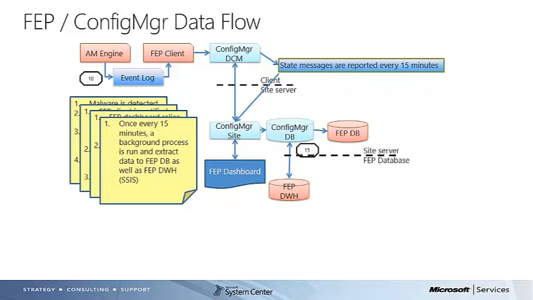So after that information has been processed into the Config Manager database, every 15 minutes there is a SQL job that runs called Get New Data that pulls data from the Config Manager database into the FEP database as well as the FEP data warehouse.